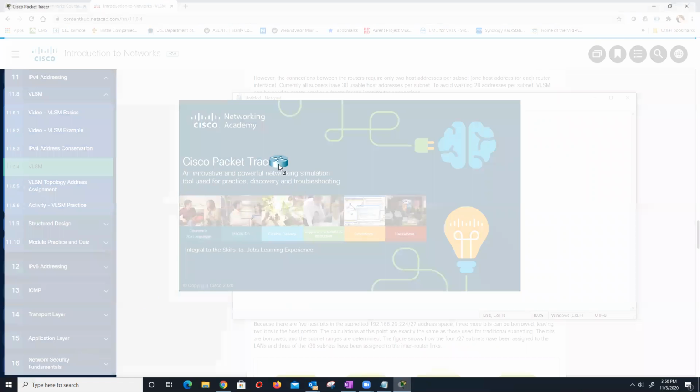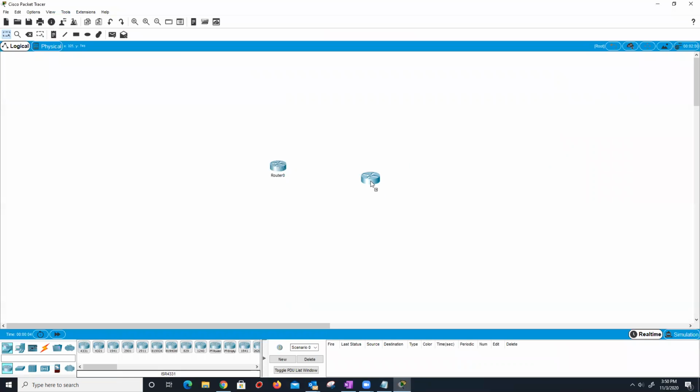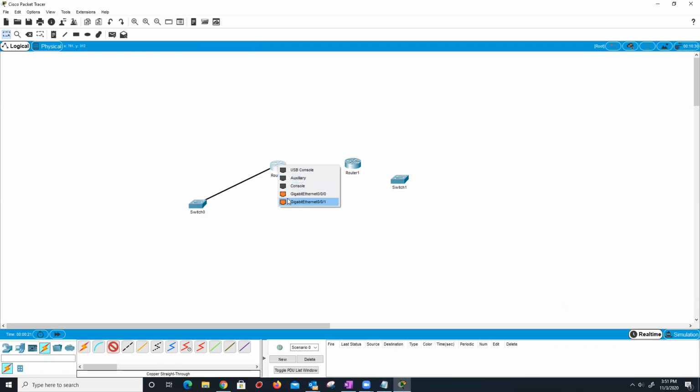Okay, so let me just do this real quickly here. I'll pull these out and I'll pull out a couple switches real quick. I really didn't need that second switch. I just want to show you what you'll get, so if we do gig 0/0/1 be inside, and we'll do gig 0/0/0 outside here.